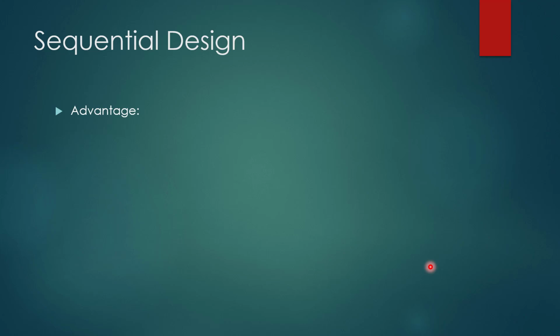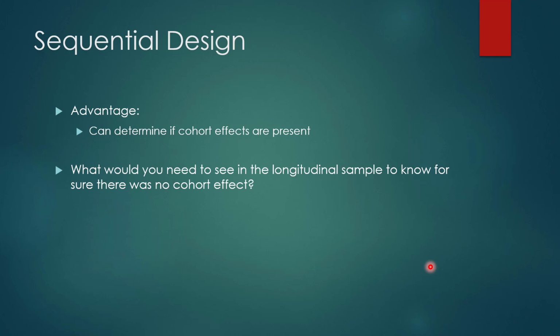So obviously we're going to have some advantages and disadvantages. The advantage is that you can determine if a cohort effect is truly present. So what would you need to see in the longitudinal sample to know if there was no cohort effect? If you saw the same effects in all 3 longitudinal samples, then that means there's no cohort effect. So if you saw the same trends, the same changes in your grandparents, your parents, and your children over time, then there wouldn't necessarily be a cohort effect.